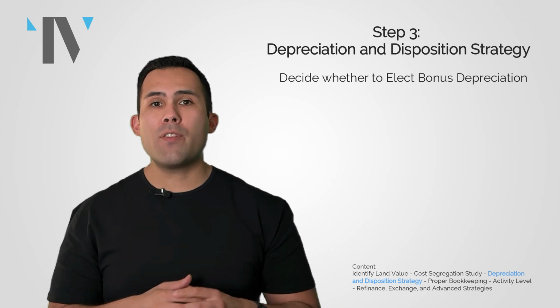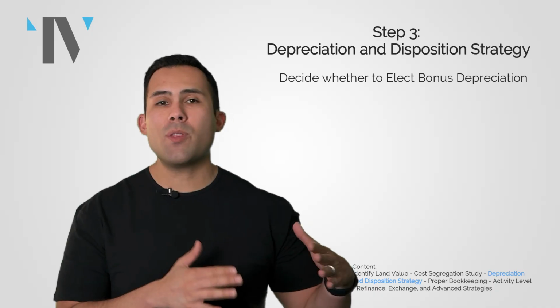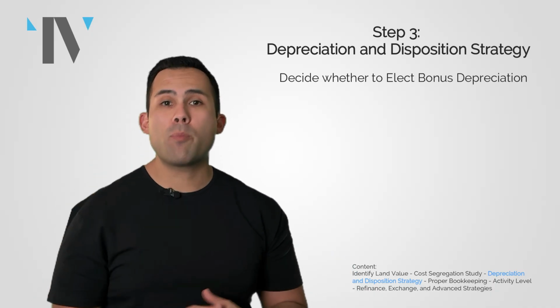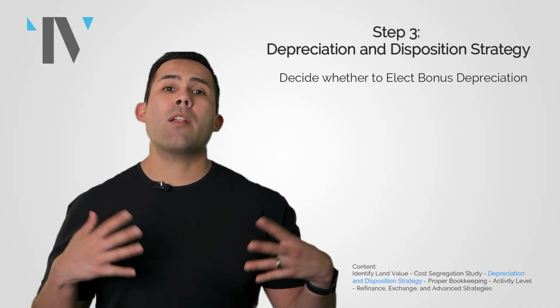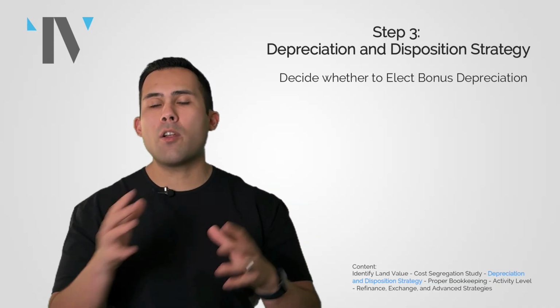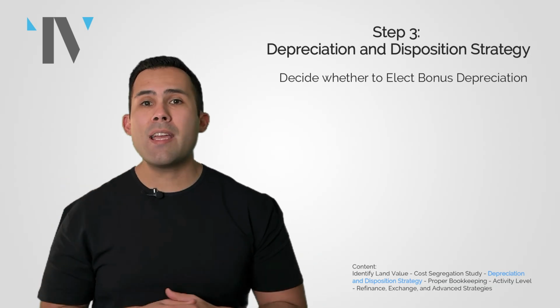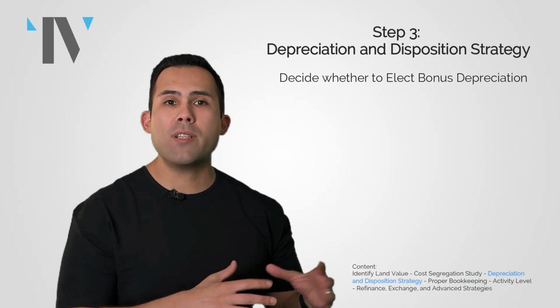Assets placed in service between September 27th, 2017 and January 1st, 2023 enjoyed 100% bonus depreciation, and currently there are talks about making it 100% again. This is huge, especially in high income years when you want to offset more tax.